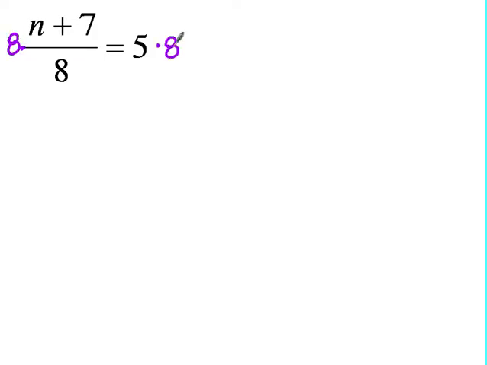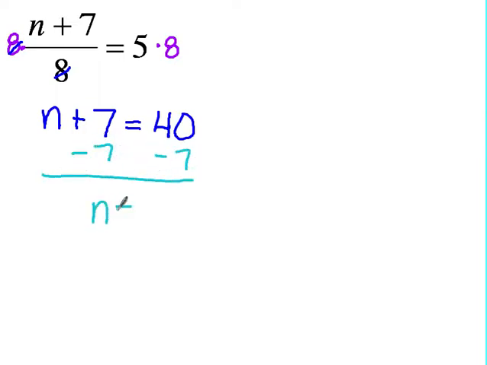Okay, I don't want to subtract 7 yet because the 7 is actually kind of paired with the n right now. Okay, and so now what I'm going to do is multiply both sides by 8. And when I do that, those cancel. It leaves you with n plus 7 equals 40. So then now what do I do? Subtract 7. So when I subtract 7, I end up getting n to equal 33.